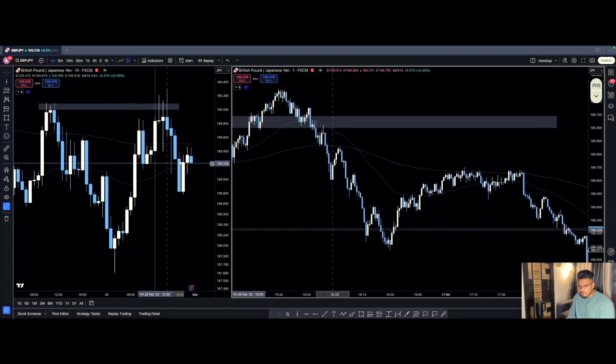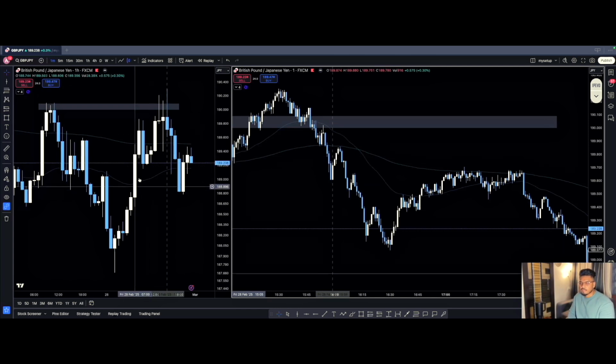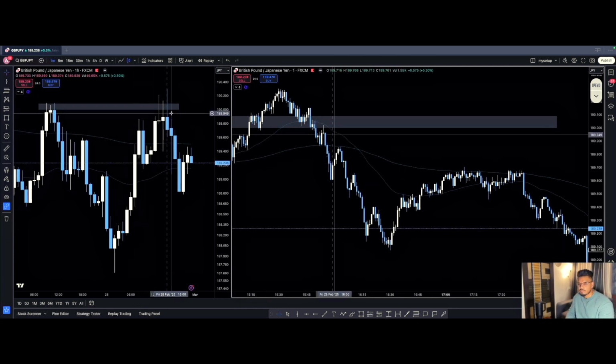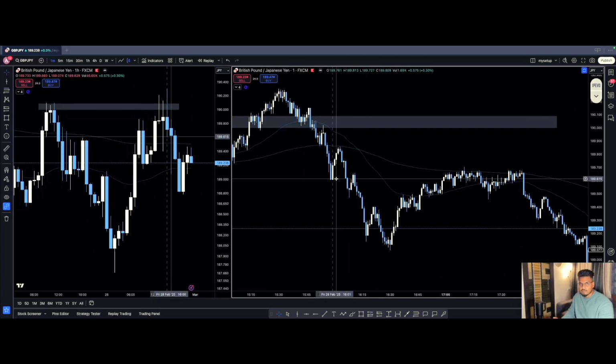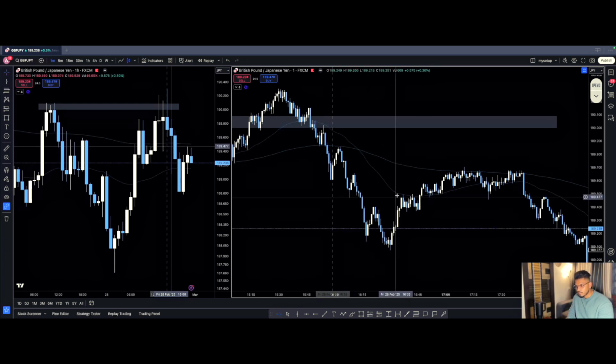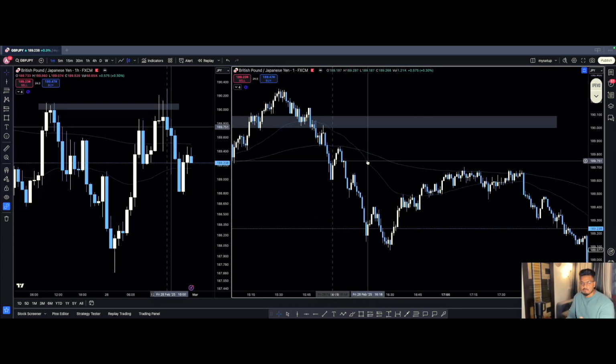So after analyzing the structure on the bigger time frame, I can see that the momentum shift has happened. Now I can anticipate that the bears are in control, and I'm gonna go to the smaller time frame, which is 1 minute time frame for me. And you can choose 5 minutes, you can choose 15 minutes. It really depends on you.